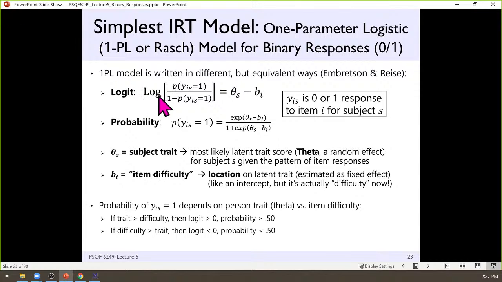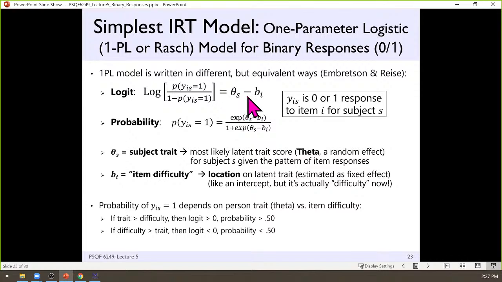So we have our friend the logit here. That's this term to the left of the equal sign. The log of this thing in the brackets, that's the odds of the probability of a 1, equals this little thing here. This is our new friend theta. It's a Greek letter. Each subject gets a theta.